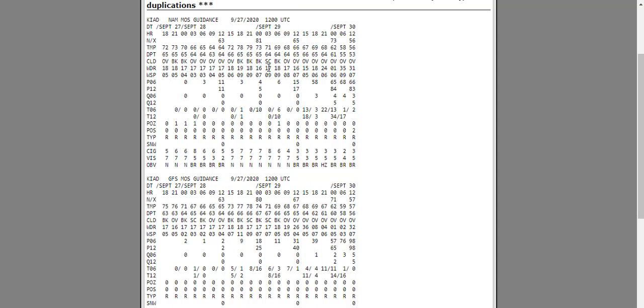See, all my winds are coming out of the south. So here's 170 degrees, 180, 170, 160, right? And then they start to turn, right at 21 Zulu, okay? So that would be 5 o'clock in the evening, 240, and then 10 degrees, and then 350.